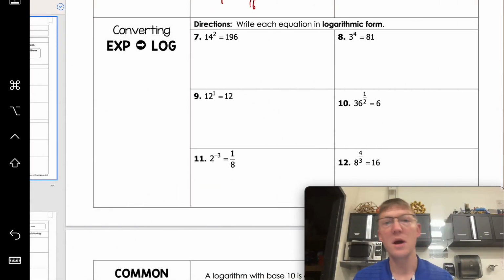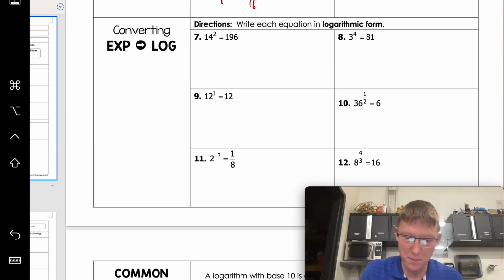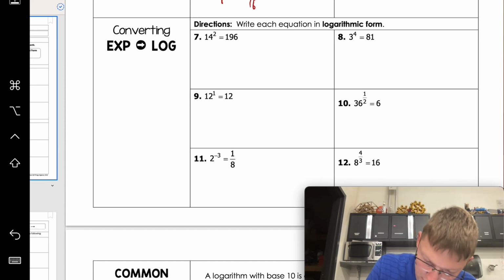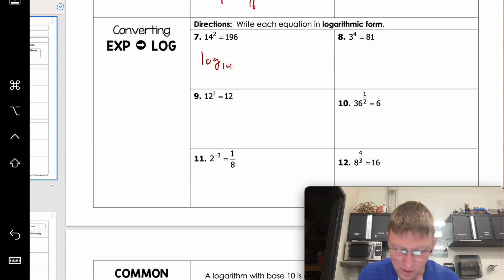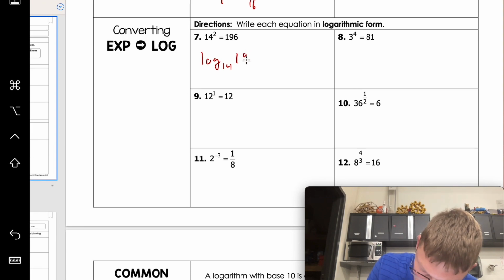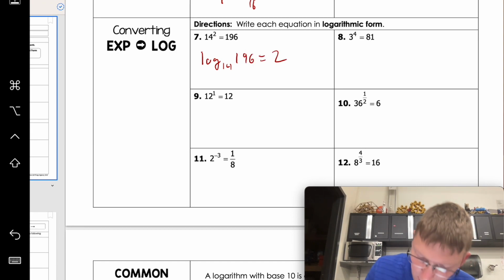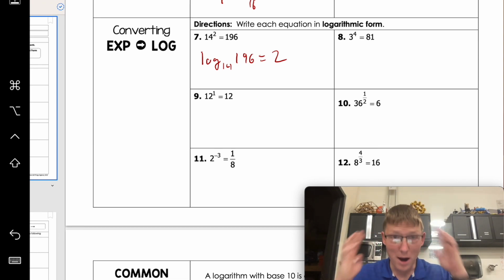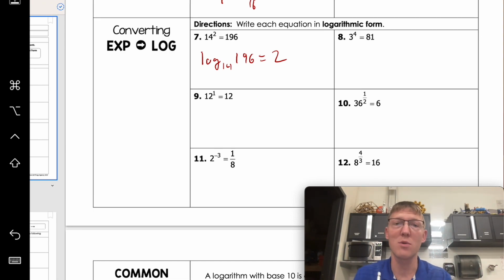Okay, what about going the other direction? We've got an exponent, let's write it in logarithmic form. Again, I always just focus on the bases. This 14 is my base. So I'm going to write log base 14, and then the 2 and the 196 switch places. So log base 14 of 196 equals 2. Again, in my brain, that's how it works. I need you to figure out how it works in your brain and make sure it sticks.